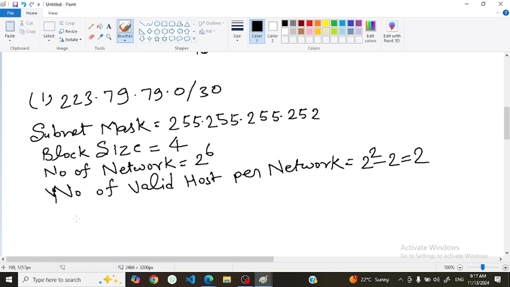Okay. What will be the first IP address? The first IP address is 223.79.79.1, and the network ID will be 0. The last IP address will be dot 2, and the broadcast IP is dot 3. Sir, the number of networks is 64, then we can divide into 64 networks, correct? Yes.